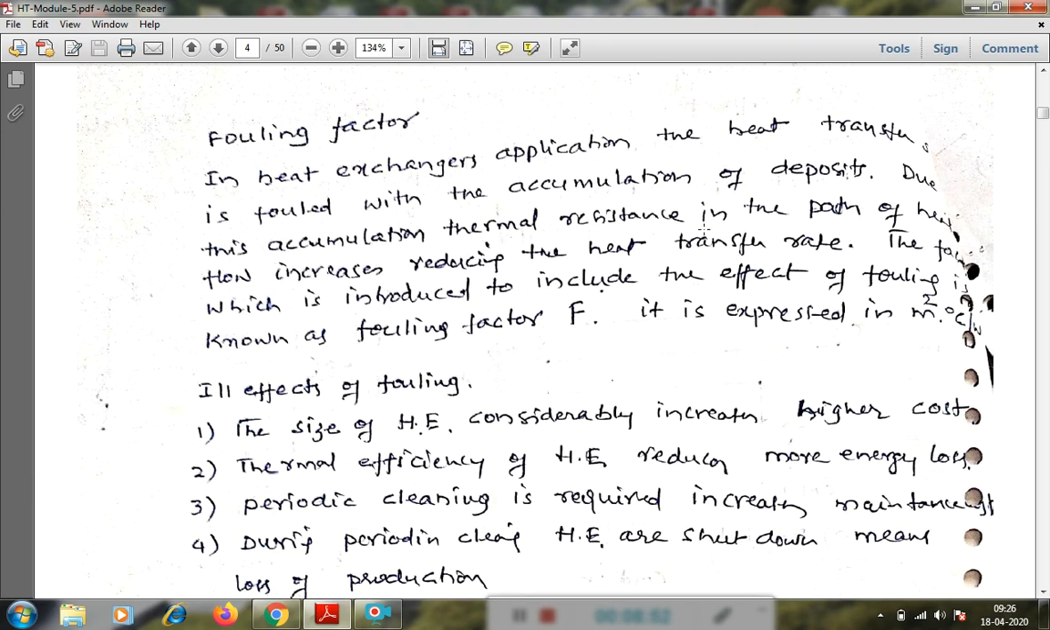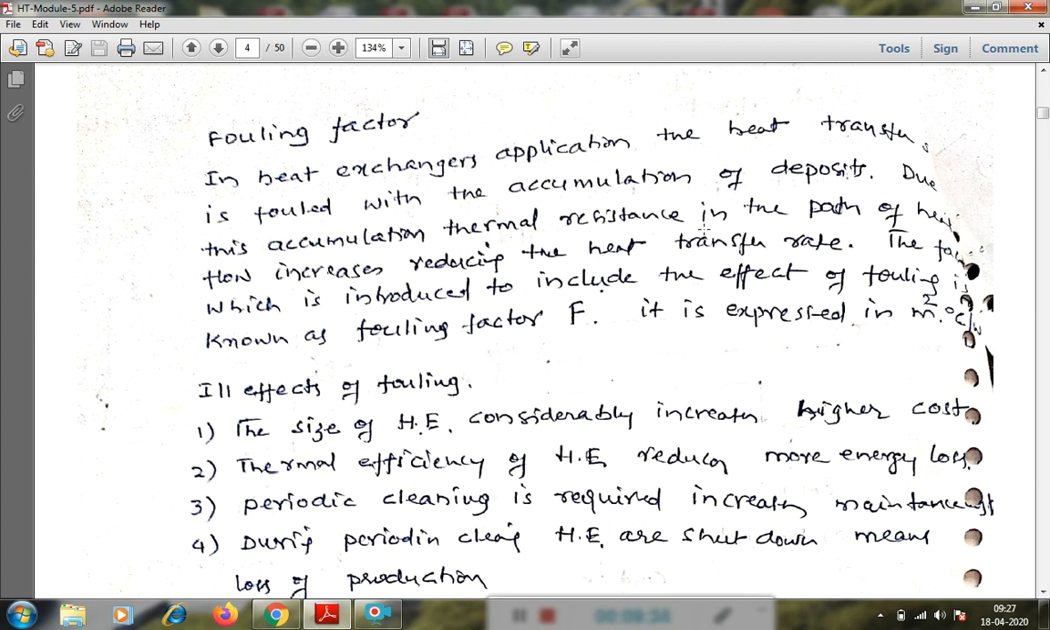Then one factor we will consider here is called the fouling factor. The fouling factor means wherever the heat transfer is taking place between the hot and the cold fluid, when the hot fluid and the cold fluid flow through the tube, the contaminants present in the fluid will be deposited on the heat transfer surface. The deposition or accumulation of those contaminants adds resistance to the heat transfer through that surface of the tube. That formation of deposition, that accumulation, is called fouling over the heat transfer surface of the heat exchanger.